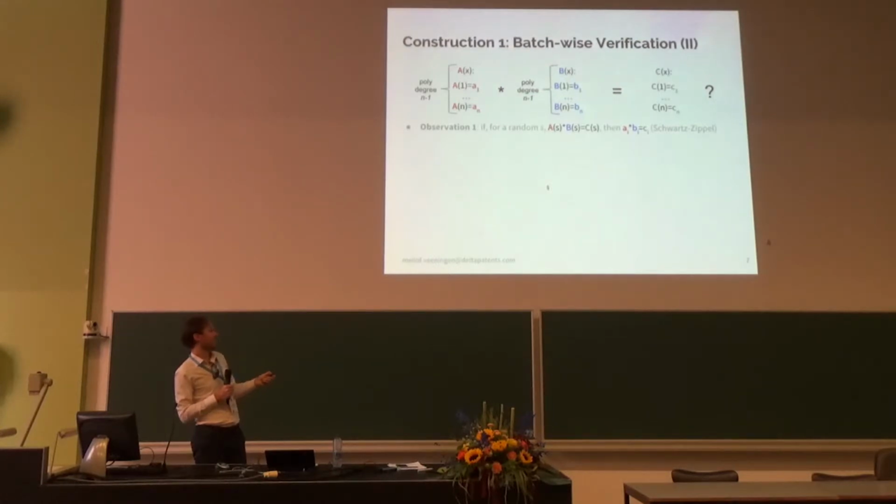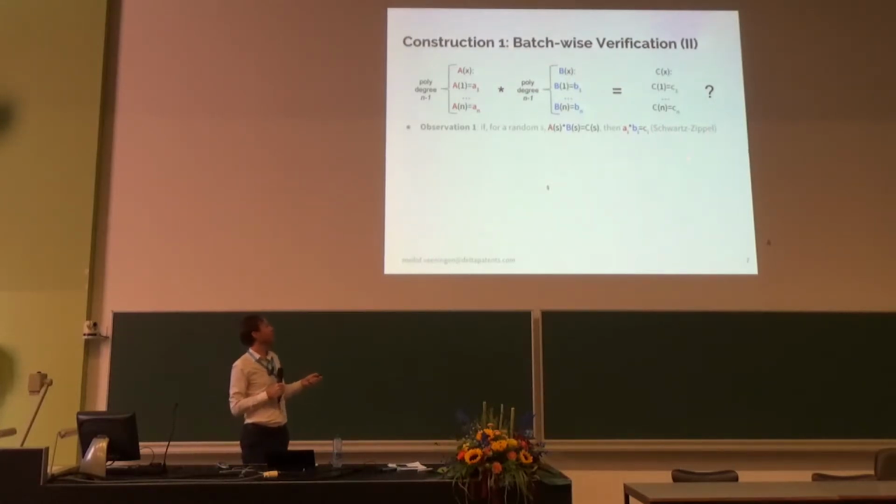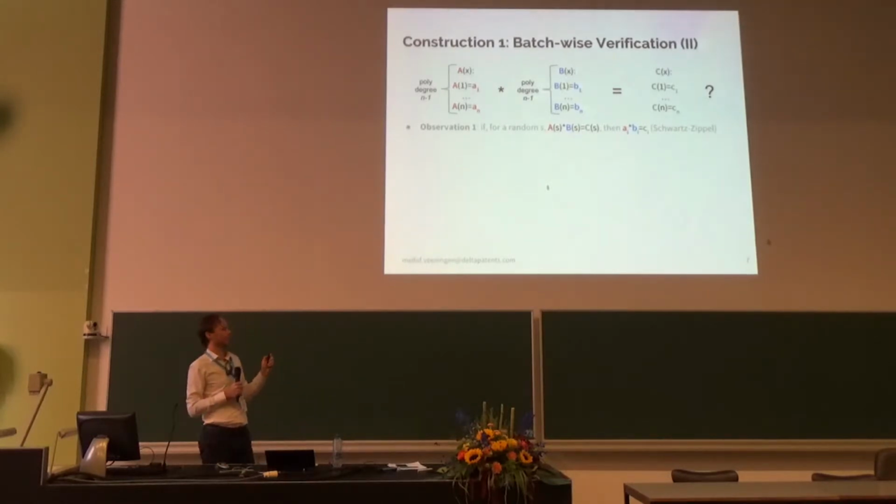The first one is a well-known result, the Schwartz-Zippel lemma: if you want to verify that the polynomial equation holds, you don't need to look at each coefficient one by one. Actually, it suffices to just check that the polynomial equation holds in one single randomly chosen point. So if you choose a random point s, and a(s) times b(s) is equal to c(s), then very likely the polynomials will be equal.